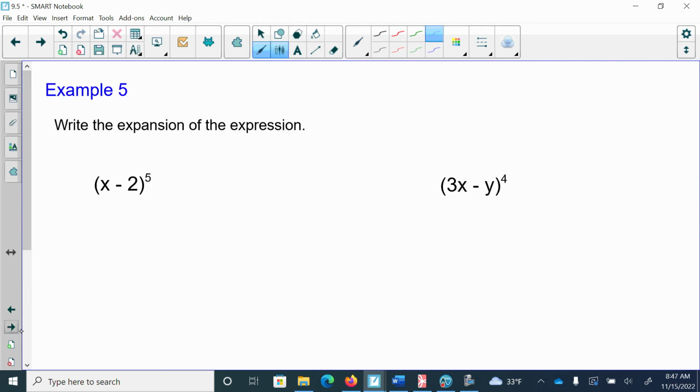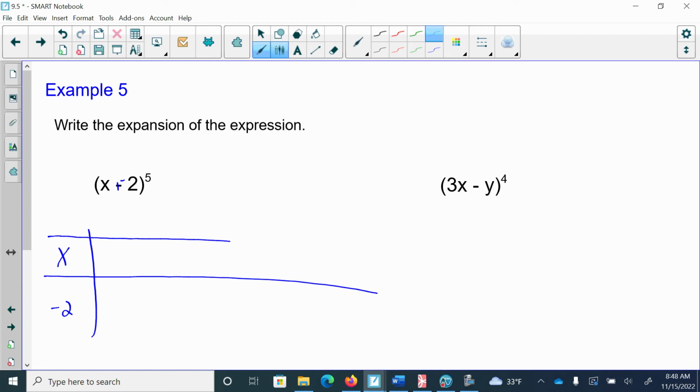Let's do another one where we have a little bit more action. So this one, I'm going to do x minus 2 to the 5th. So I'm going to make that table. Here's x, and then I'm going to make this negative 2 because the binomial theorem actually goes for plus y. So I'm going to think of this as plus and negative 2. Then I'm going to find my coefficients.